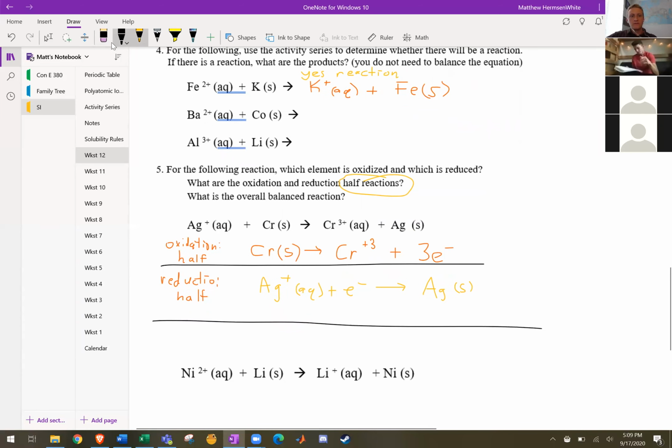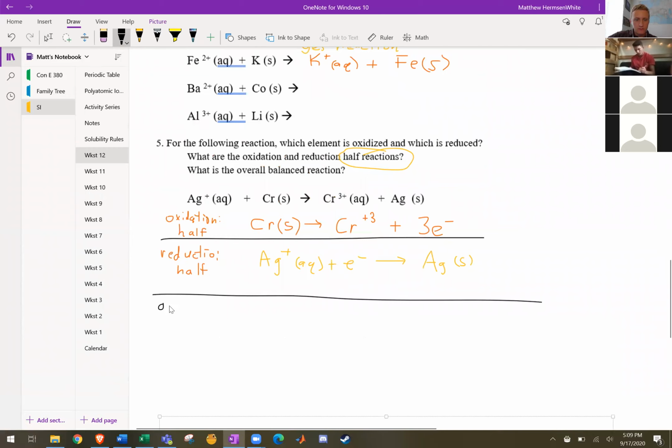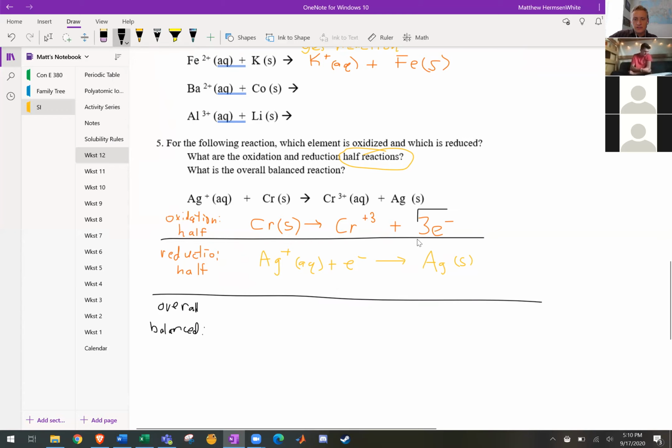Okay, now the overall balanced reaction. What we're doing here is when we balance reactions, remember, we need to balance the number of atoms on both sides, but we also need to balance the number of electrons.